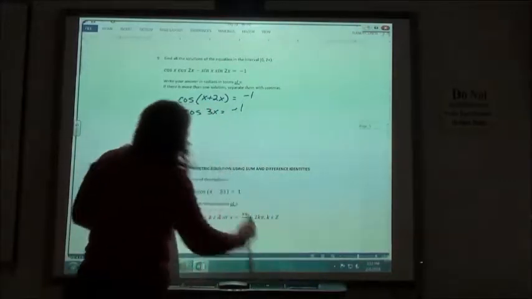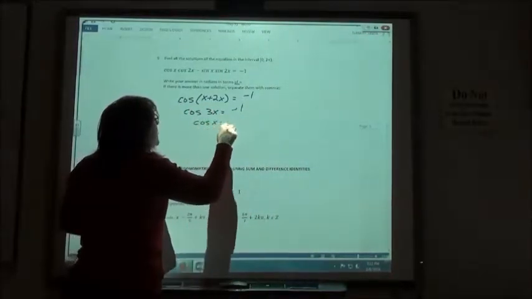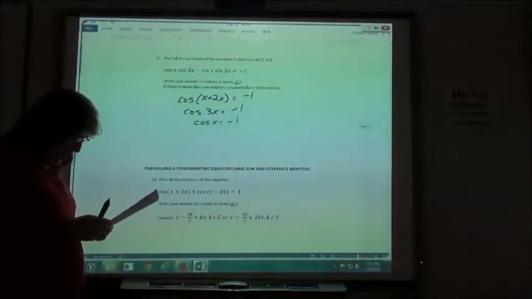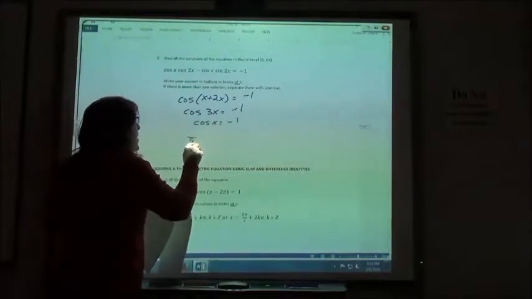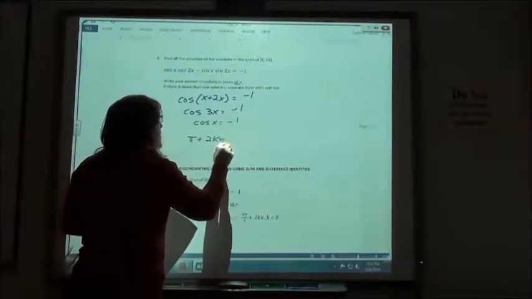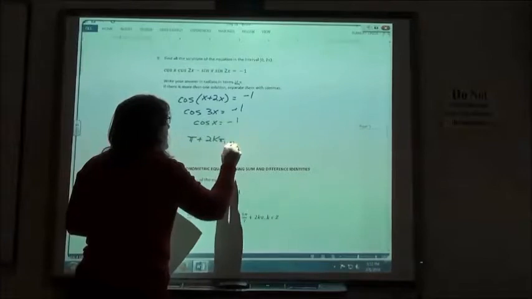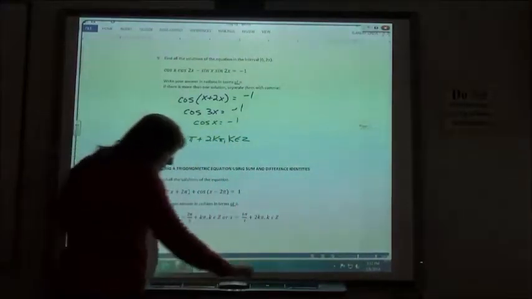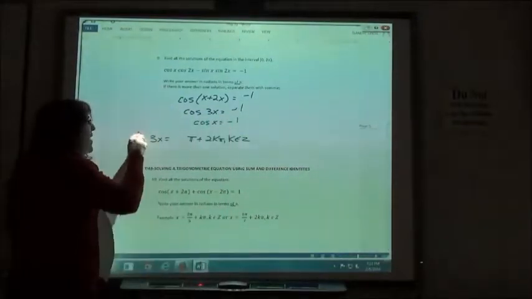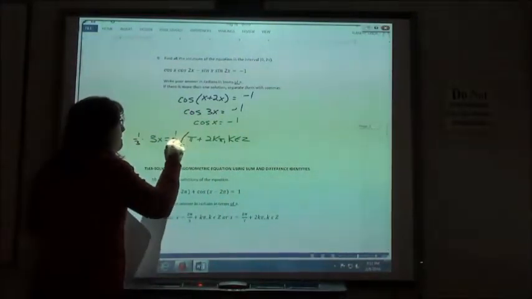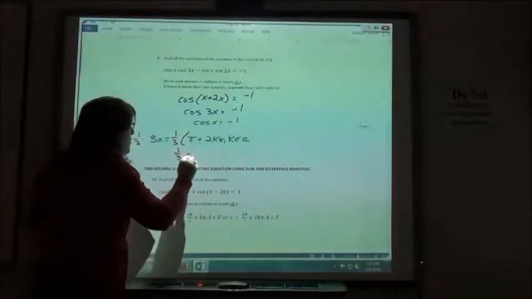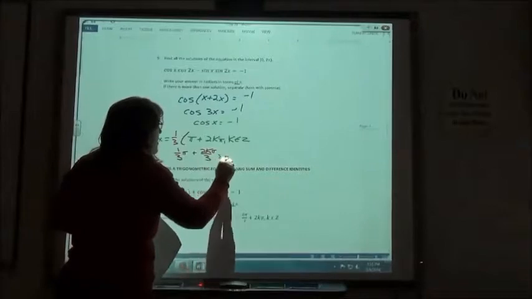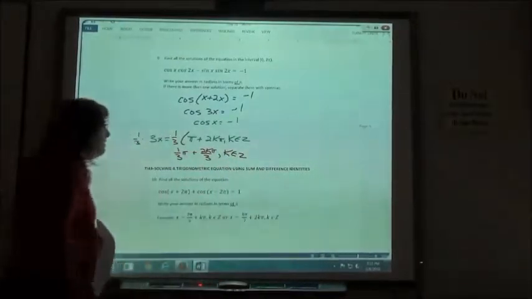Of course, we're going to start by looking where does the cosine of x equal -1. So on my paper, cosine of x equals -1 just at pi, pi plus 2k pi with k being an element of z. 3x is going to equal that. So in order to solve that, I'm going to multiply by 1/3. So I'm going to have 1/3 pi plus 2k pi over 3, with, of course, k being an element of z.